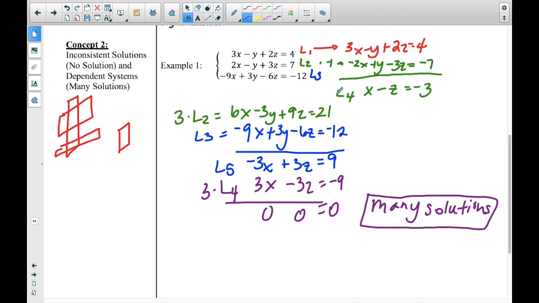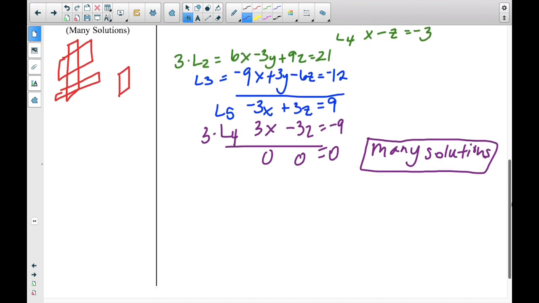Okay, just to reiterate, I got rid of my y's, so I got rid of my y's again, and then I'm labeling my work so I can follow along very easily and see if there was a mistake somewhere. And then a 0 equals 0, that means many solutions. Okay, let's turn the page.